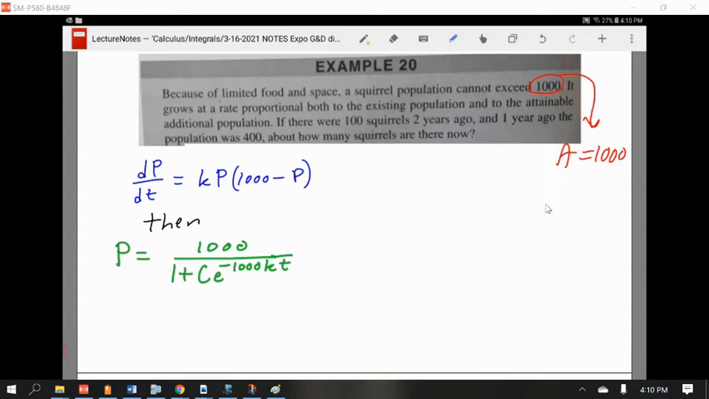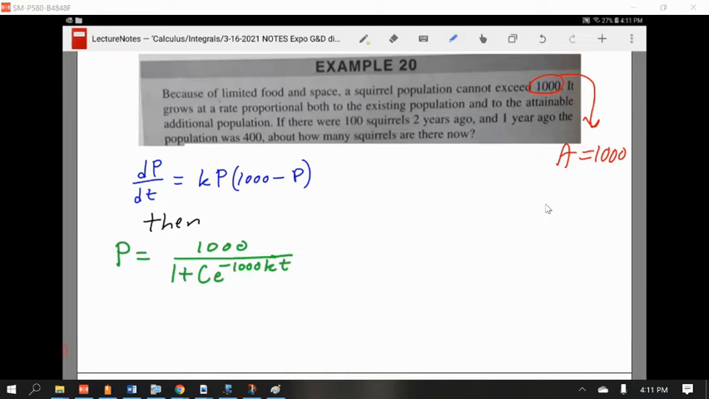So what I want to know is, if there were 100 squirrels 2 years ago, and 1 year ago there were 400 squirrels, how many squirrels are there now? Notice how they switched the variables around on you. We went from population to time, and then time, population. At this point, I could see how you're going, what in the heck is going on? What year is now? Is it 2021, or do I go back to when the book was written in 2009?